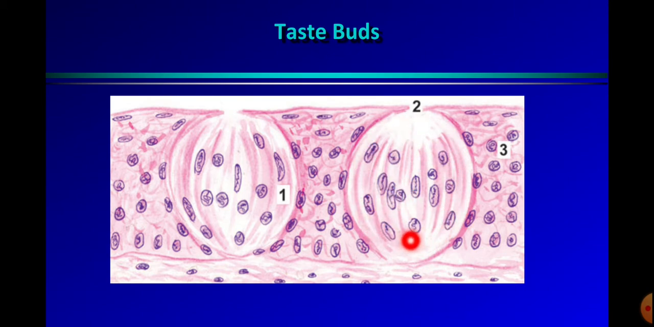These are the cells present in the taste buds. There are a number of cells present here. These are the outer cells forming the capsule. Then there are a number of receptor cells, supporting cells and basal cells seen in this taste bud. Here this is the taste pore. This is the basal portion of the taste bud.